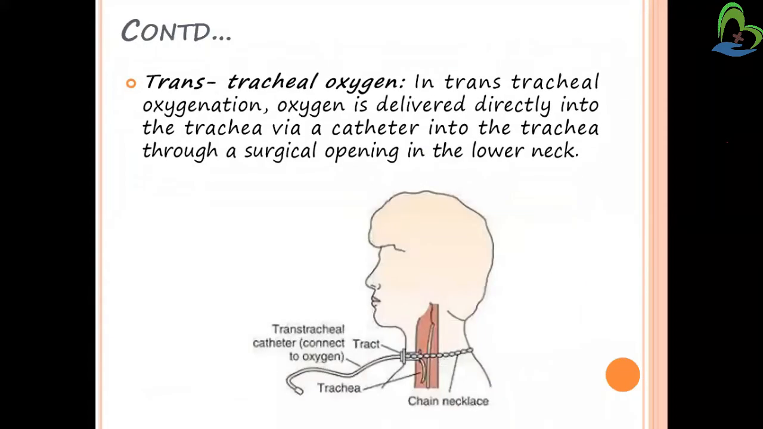Next is transtracheal oxygenation, in which tracheostomy is required. After performing the tracheostomy, a tracheostomy tube is inserted, and through that a transtracheal catheter is inserted, and that will deliver oxygen to the person. In transtracheal oxygenation, oxygen is delivered directly into the trachea via the catheter through the surgical opening. So it requires a tracheostomy procedure.